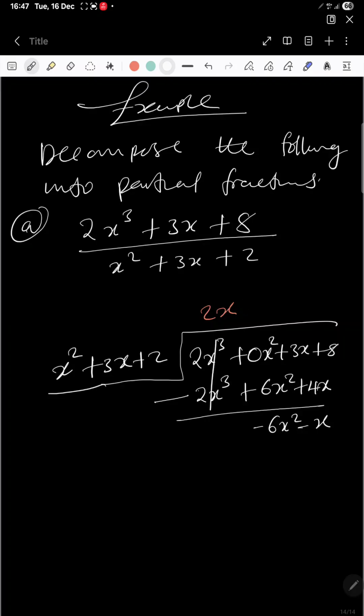And then where do you write it? On top there. So we're going to have minus 6. And then that minus 6 multiplied throughout, you need to multiply it throughout there. Okay, so you need to multiply it throughout.